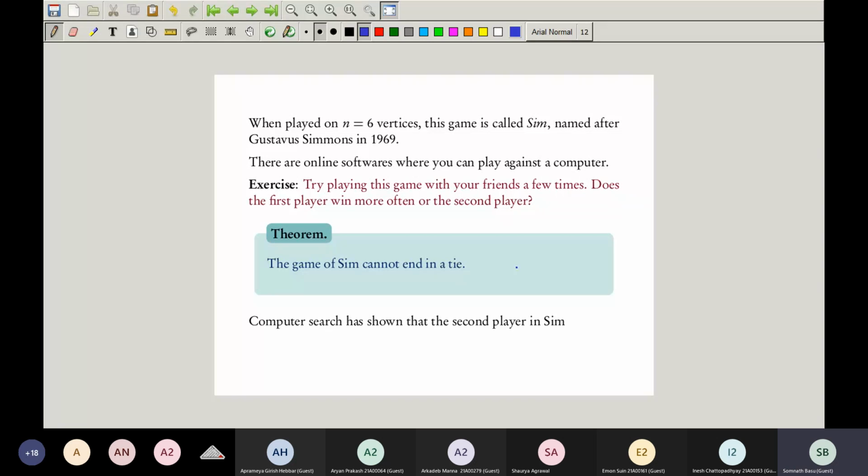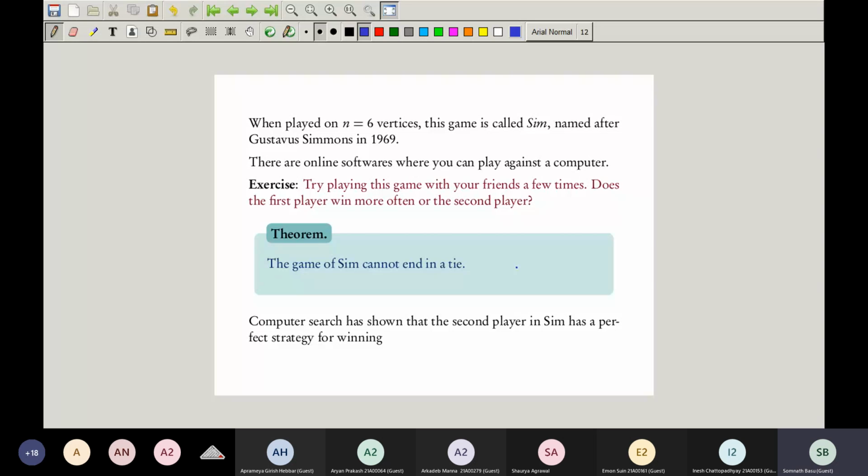And an important remark here is that computer search has shown that the second player in Sim actually has a perfect strategy for winning. However, this strategy is so complicated that it's perhaps impossible for a human to memorize it and play perfectly. But there is a perfect strategy for the second player.